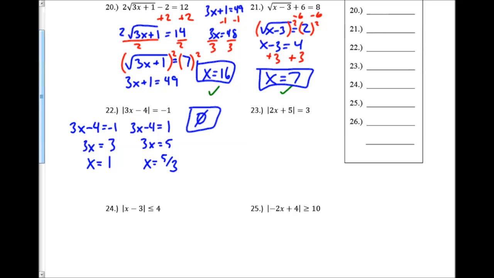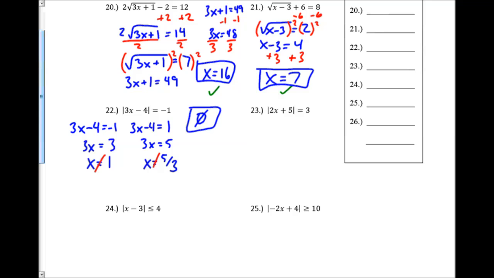3 times 1 is a 3, minus 4 is a negative 1. Absolute value, that is a positive 1, so that one doesn't work. Plug the 5/3 in. 5/3 times 3 is a 5, minus 4 is a 1. Absolute value, that is 1, not a negative 1. So neither of those work. Even if you do split it up and solve it, you're going to find that each of these is an extraneous solution. It's no solution. And you should recognize that as soon as you see absolute value equals a negative.